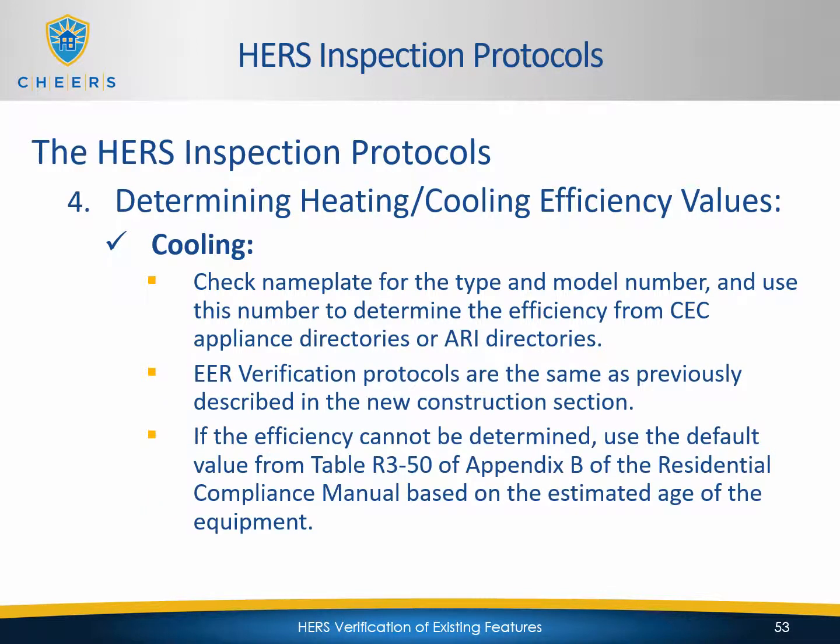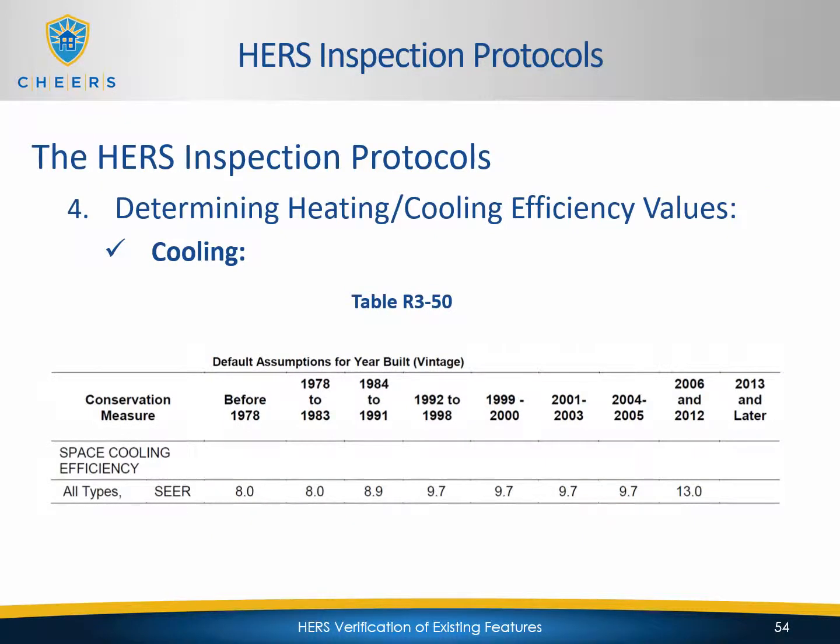For cooling, you want to check the nameplate for the type and model number and use this number to determine the efficiency from CEC appliance directories or AHRI directories. EER verification protocols are the same as previously described in the new construction section. If the efficiency cannot be determined, use default value from table R3-50 of Appendix B of the Residential Compliance Manual based on the estimated age of the equipment, just like you did for heating. And this is the table specific to the cooling.